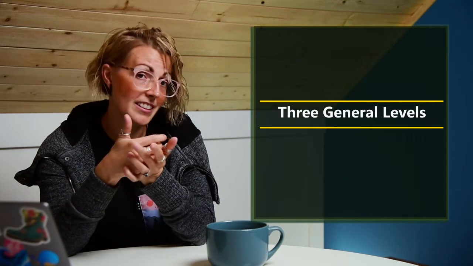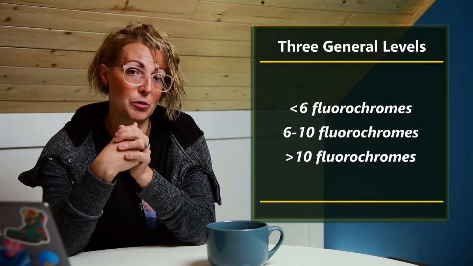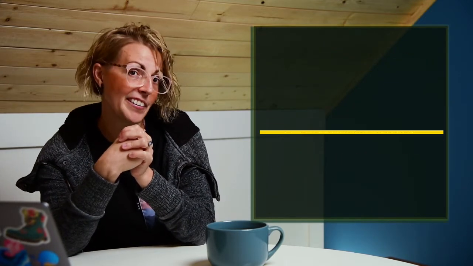When we think about panel design, we can really break it down into 3 general levels: less than 6 fluorochromes, between 6 to 10 fluorochromes, or more than 10 fluorochromes. Kind of like beginner, intermediate, and advanced. Now, these general breakdowns are for the instruments that I have in my facility, where we really can't run more than 18 colors. If you're working in a facility that has an instrument with higher fluorochrome options, your breakdown might be slightly different. However, the theory behind panel design will remain the same no matter where you make your breakpoints.